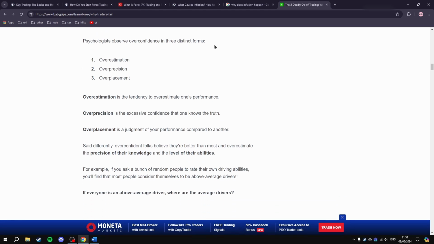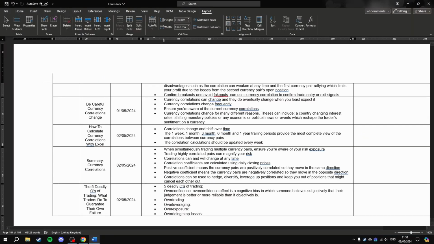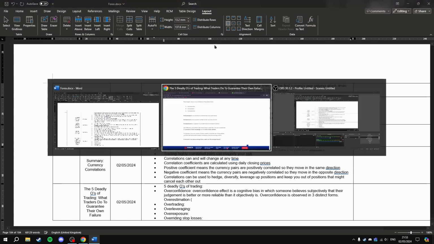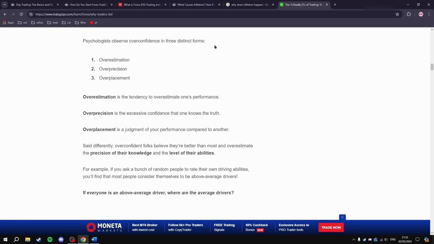Psychologists observe overconfidence in 3 distinct forms. Overestimation, over-precision, over-placement. Overestimation is a tendency to overestimate one's performance.